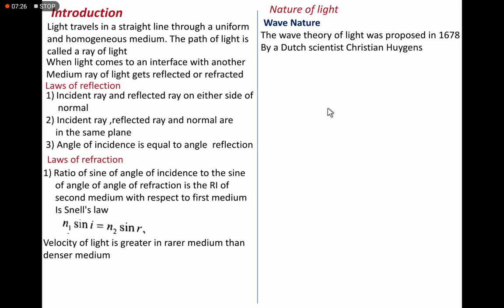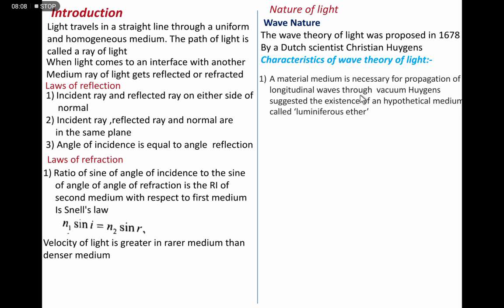This wave nature was studied by the Dutch scientist Christian Huygens in 1678, and his theory is known as the wave theory of light. He predicted that light is in the form of waves, whereas according to Newton's theory, light is in the form of particles.